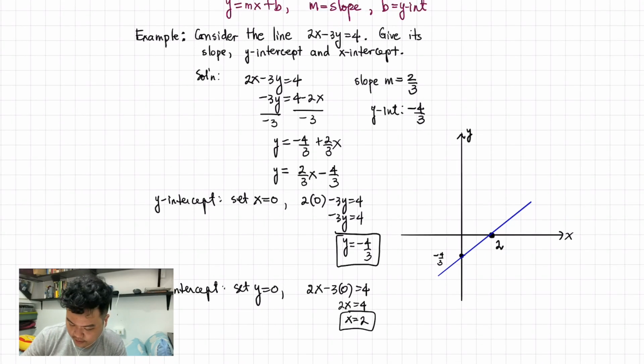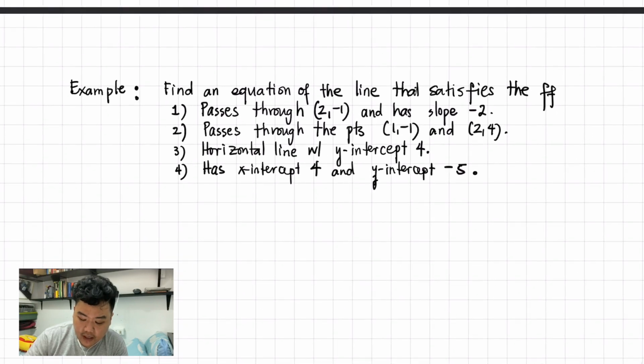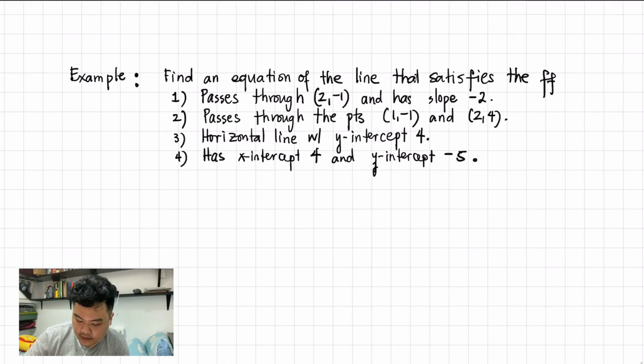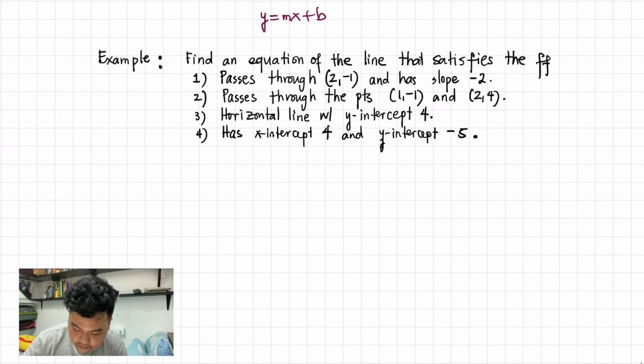Okay. So let's do more examples using y equal to mx plus b. We're going to answer the same examples from the previous videos. So my point is that the point-slope form and the slope-intercept form are equally powerful. So let me just write y equal to mx plus b. Okay, so let us do number 1.